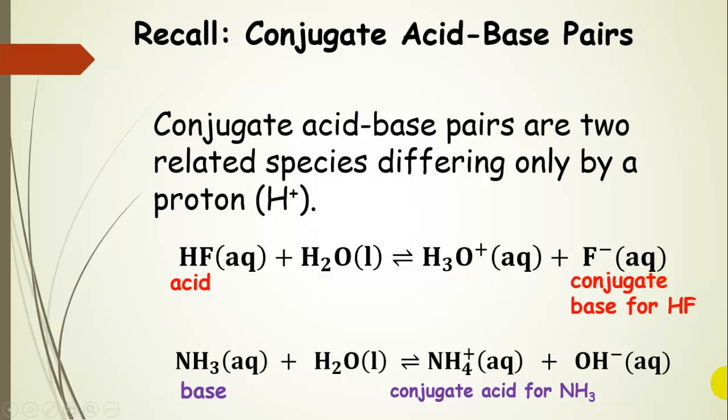When we have a weak base, or any base in solution, the base is going to accept a proton from water. So water is acting as an acid, and we're going to produce a conjugate acid and hydroxide.